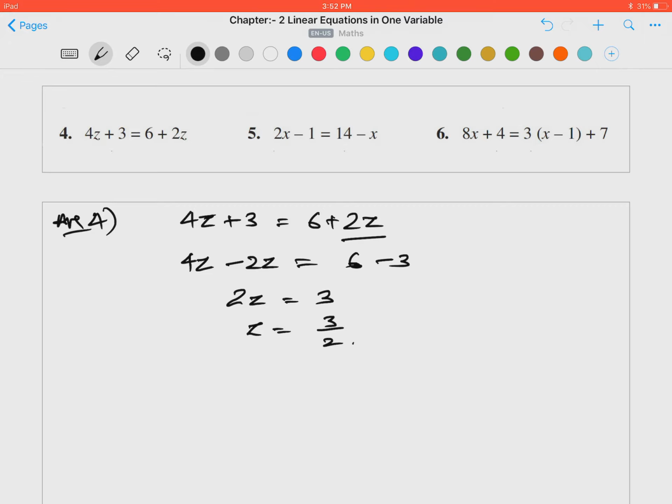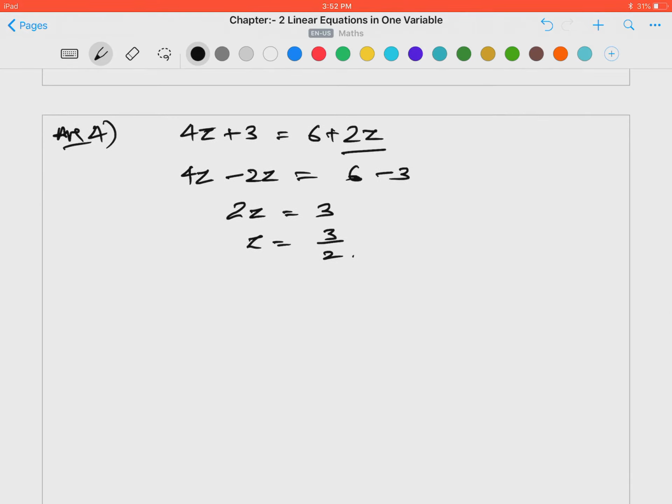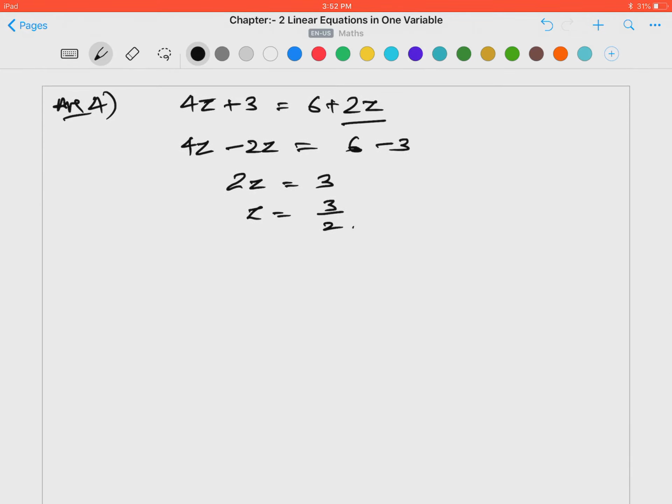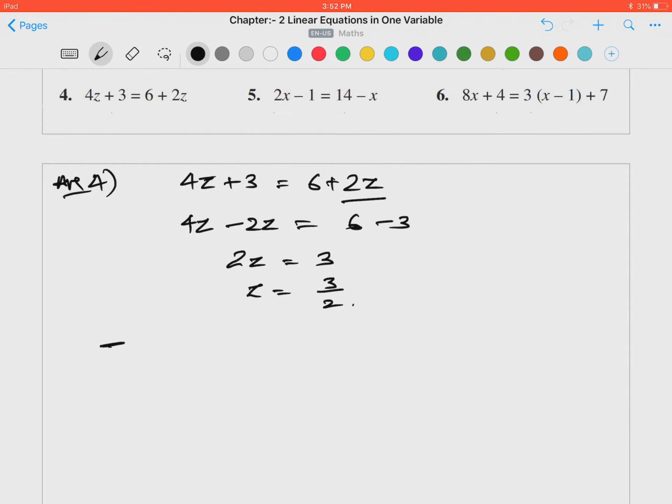Again you can check the answer. I leave that part to you. You will put the value of z on both sides and check if the left hand side term is equal to the right hand side term. Okay, you will do that part by yourself. Let's see the next question.